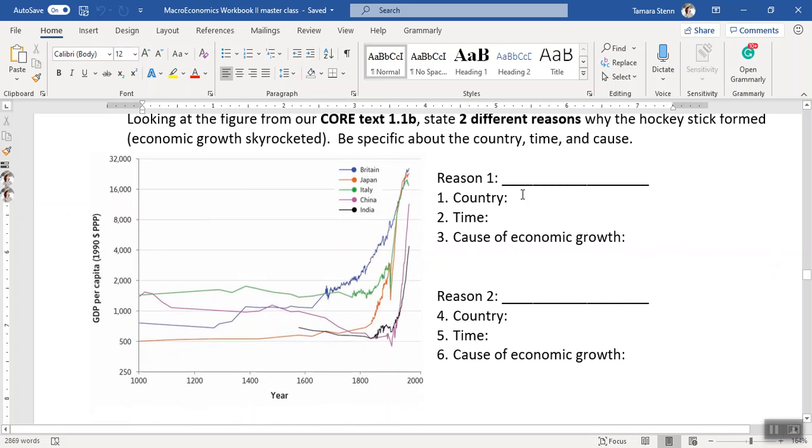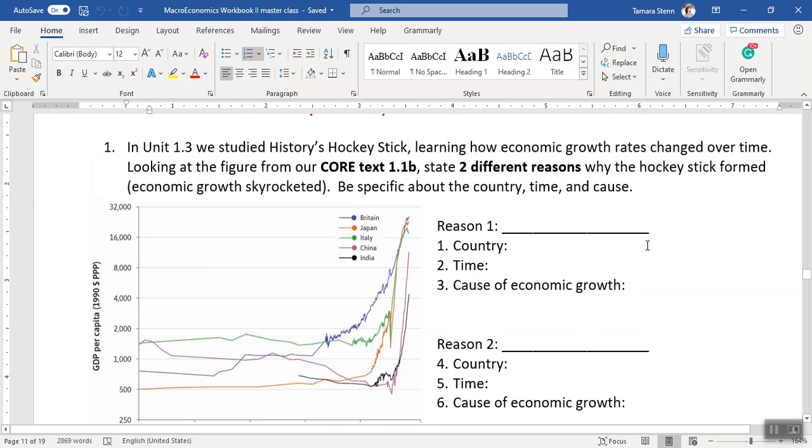So give me a country. Let's say I was going to take China. Give me a period of time. What am I looking at? Am I looking at China from 1800 to 2000? And what was the cause of the economic growth? Let's say I was going to go to Britain, because we've been working with Britain so much, and Britain had this curve much earlier.